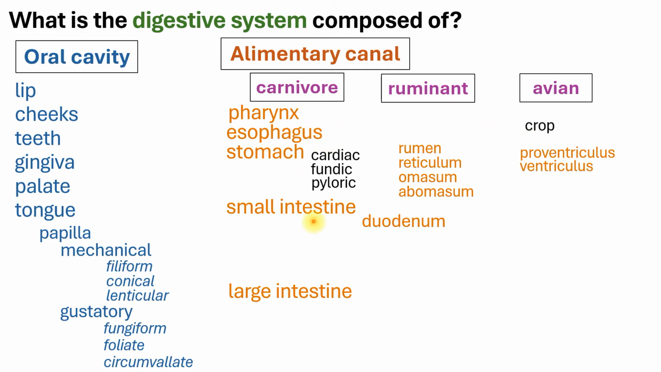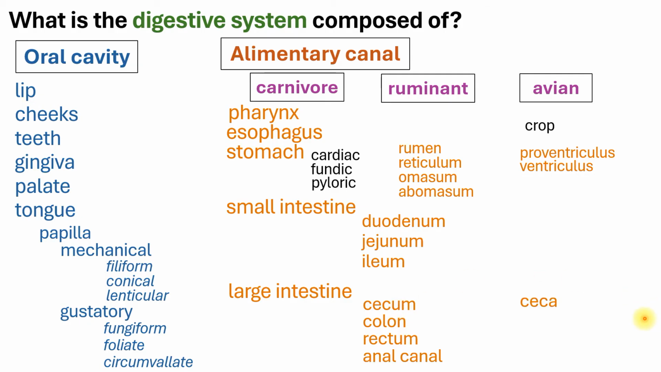So for the intestine, again, you have your duodenum, jejunum, and your ileum. So this holds true for all the domestic species here. And then for the large intestine, it starts with the cecum, then you would have your colon, and then you would have your rectum, and then your anus or anal canal. For the avian species, you would have, again, something special wherein there will be a pair of cecum. Thus, in the avian, it's called ceca.